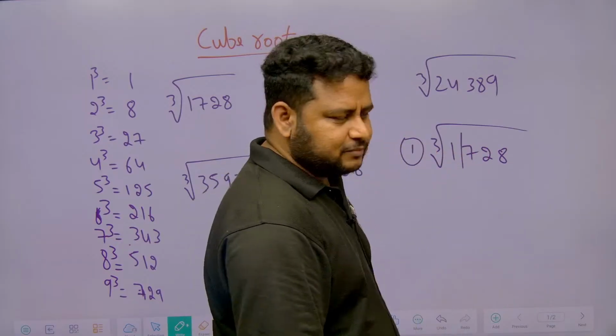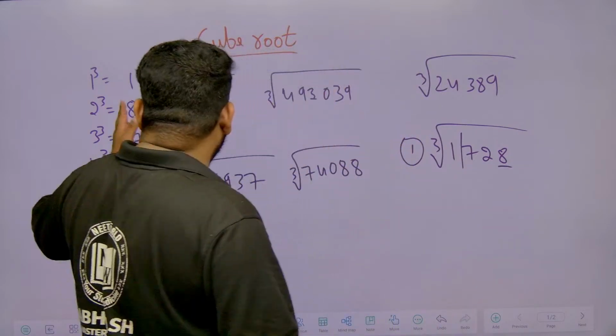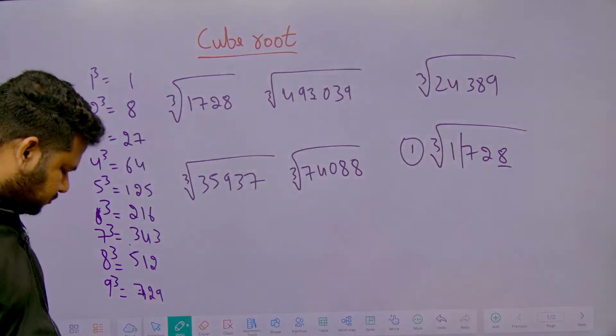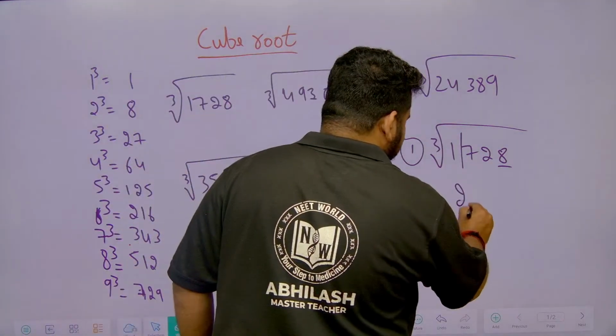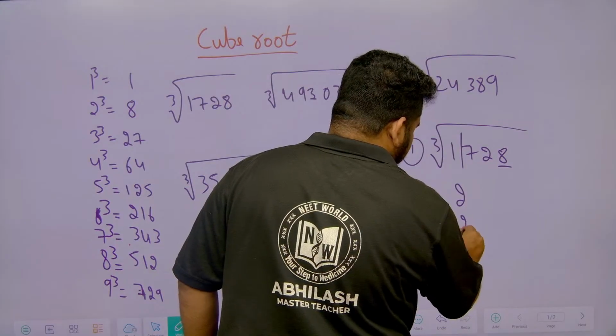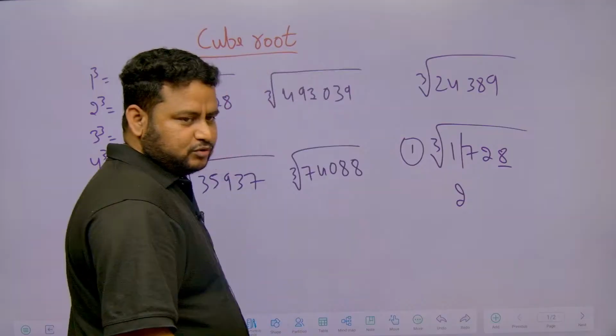Now follow the same procedure. Last digit is 8. In which of the cubes does it end with 8? 2 cube. It is ending with 8 for 2 cube. Write 2 here, no problem. You can write it only 1 time here in the cube root, directly you will get it.